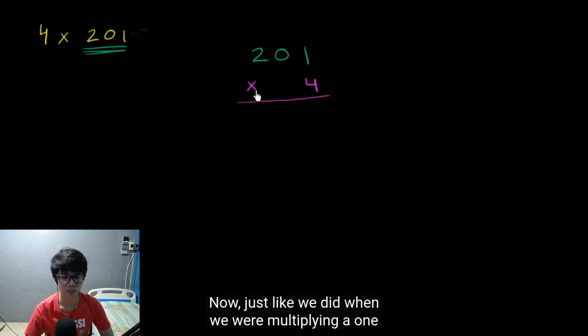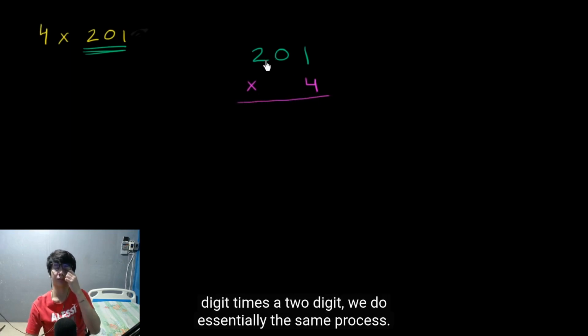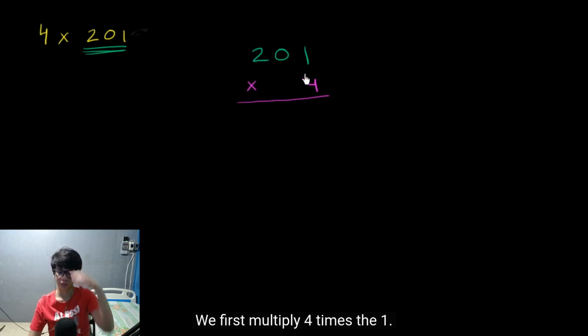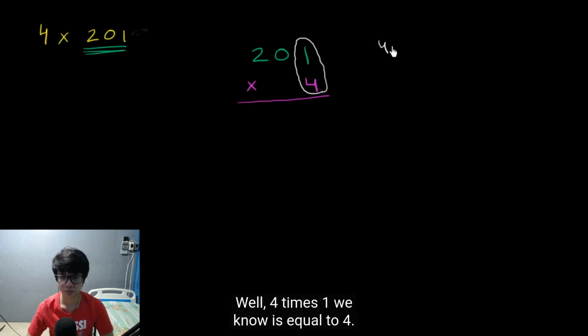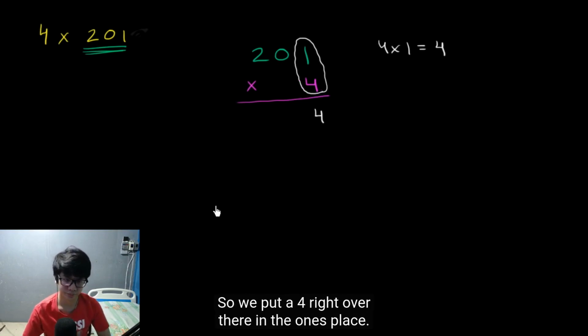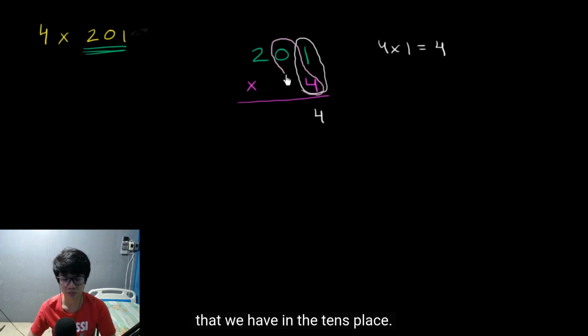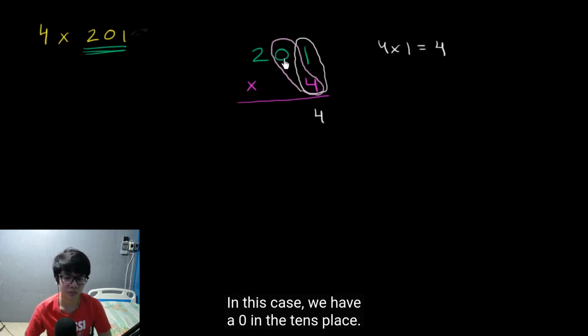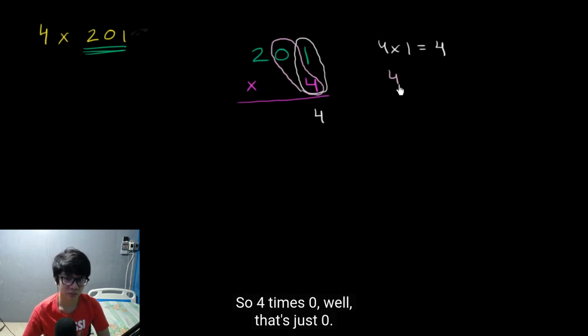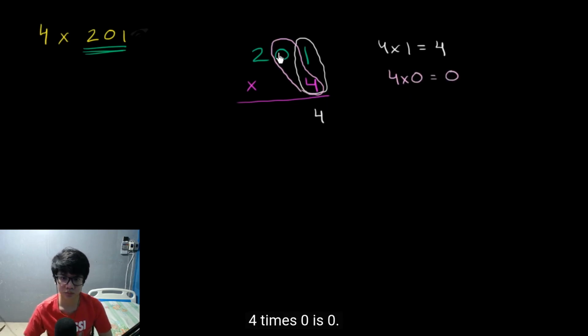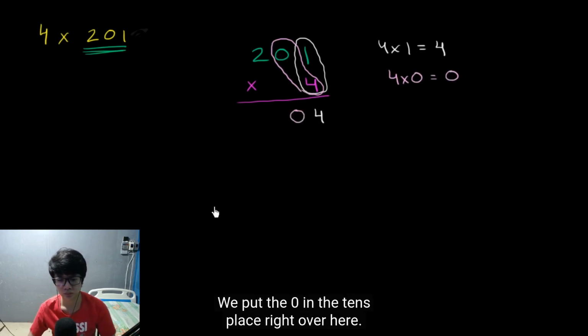Now, just like we did when we were multiplying a 1-digit times a 2-digit, we do essentially the same process. We first multiply 4 times the 1. Well, 4 times 1, we know, is equal to 4. So we put a 4 right over there in the ones place. Then we can multiply our 4 times the digit in the tens place. In this case, we have a 0 in the tens place. So 4 times 0 is 0. We put the 0 in the tens place right over here.